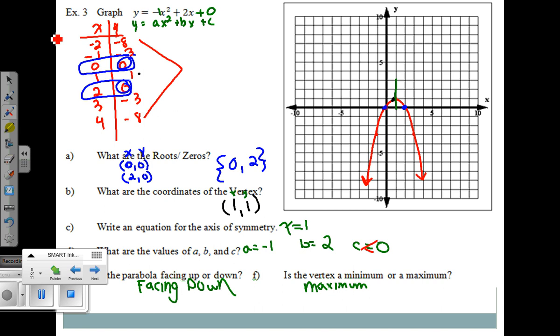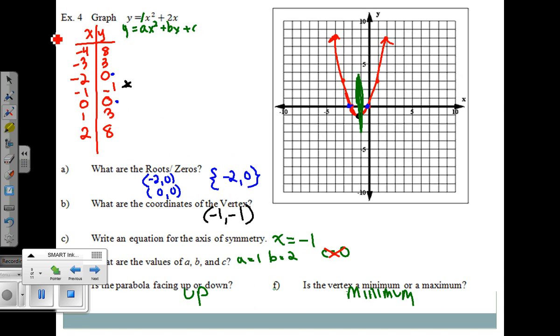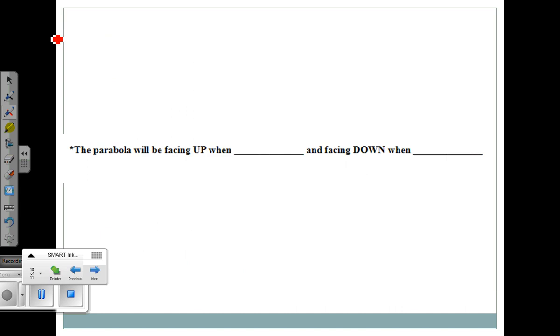It's down again, and a is negative, and here it's up, and a is positive, so it has to do with a. The parabola will be facing up when a is positive, and down when a is negative. And that will always be the case. It doesn't have to be negative or +1, it just has to be a negative or positive number.